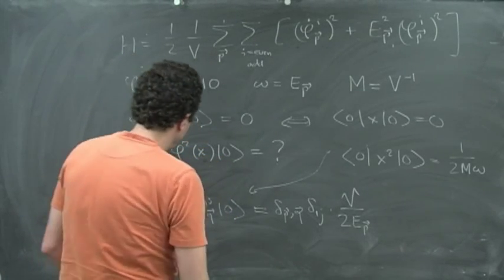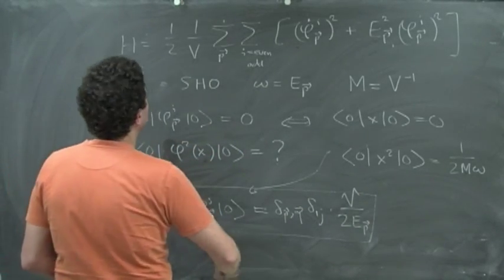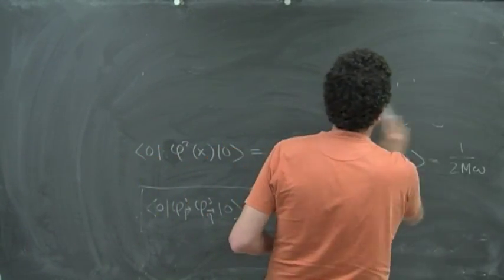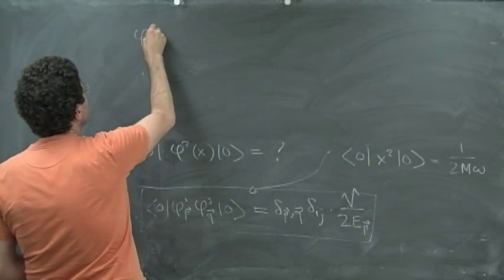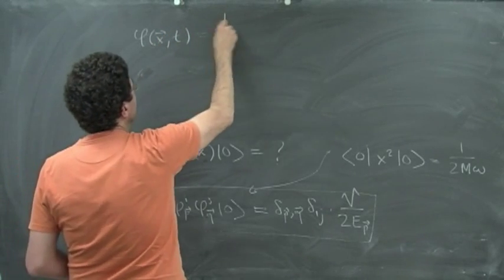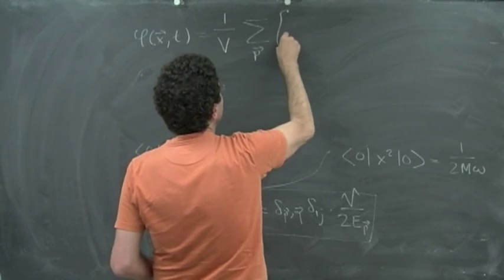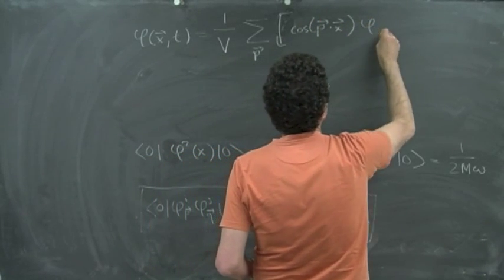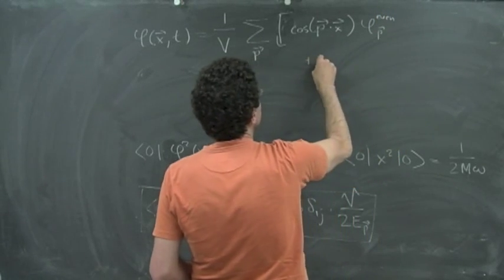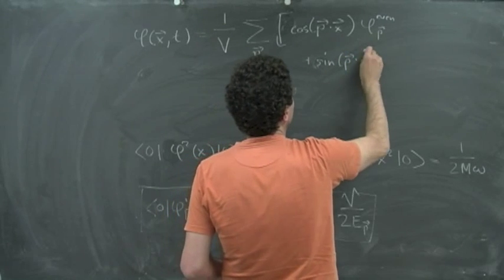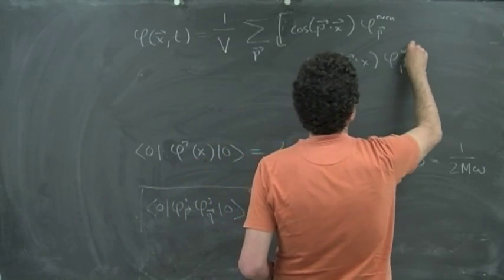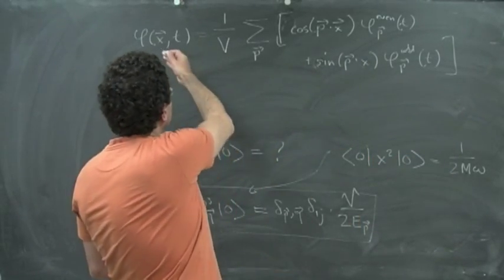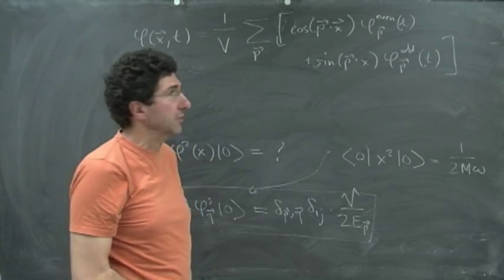Okay, so now using this result, we can plug into the field. The field, φ of x, t, is given by an expression like this: 1 over V, a sum over p, my cosine terms, cos(p·x) φ_p even, plus my sine terms, sin(p·x) φ_p odd. And these are functions of just t. So this is writing my field as a sort of Fourier transform of these various oscillators.